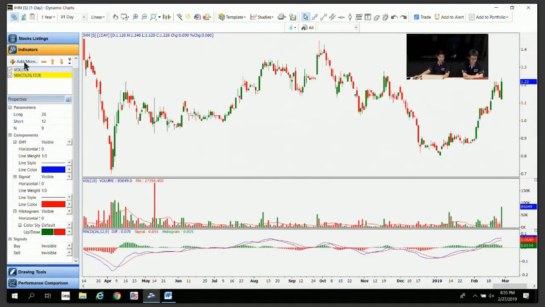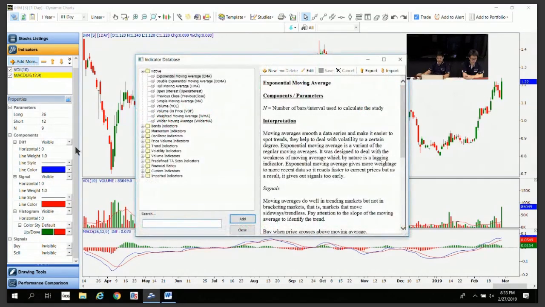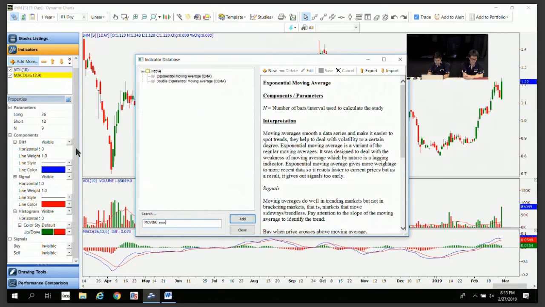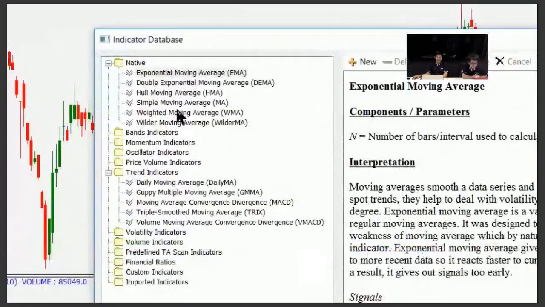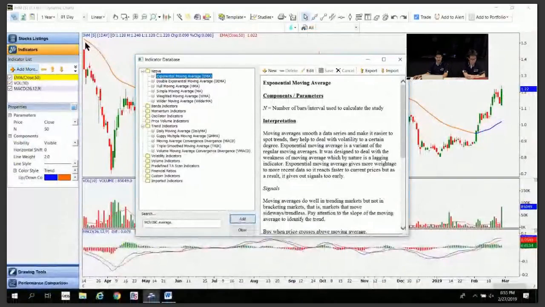And now let's move on to moving average. So I add more moving averages. Sorry, I have so many errors. Over here you can see there's exponential moving average, double exponential moving average, weighted, Wilder, all those. Let me just zoom in, sorry. There's exponential moving average, simple moving average, weighted. Okay, let's use exponential moving average. So I can double click on exponential moving average. You can see one line appears here.